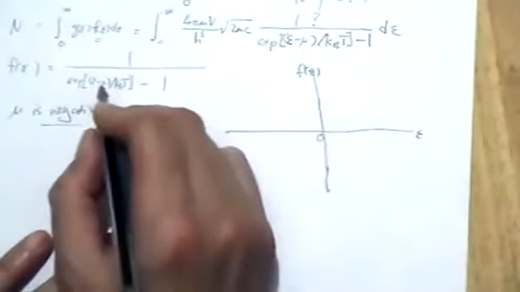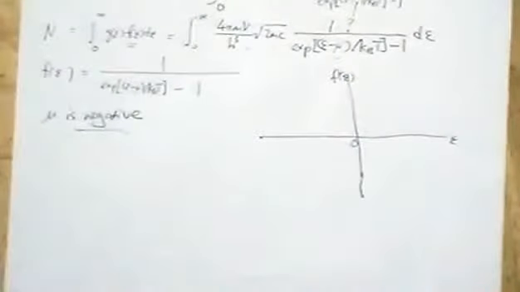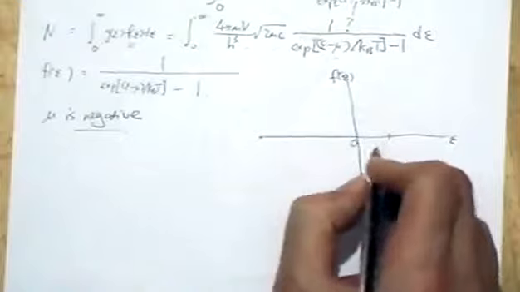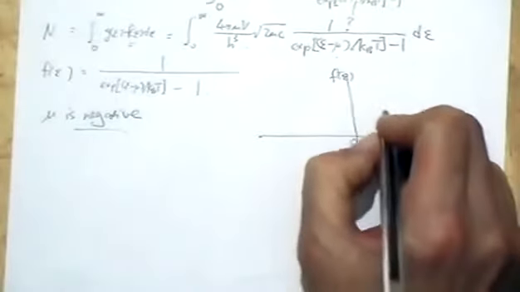Right, so supposing that, well, we don't know whether mu is positive or negative. So let's suppose that mu is positive. Let's say that's the mu. Then if we sketch this graph, we would expect an asymptote there.